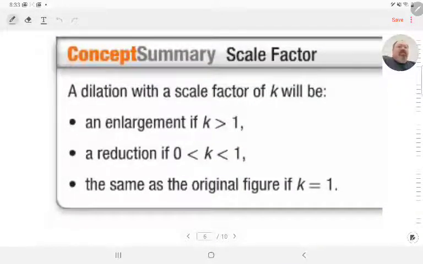So when you're dealing with scale factor, if k is greater than 1, so any number greater than 1, you're going to have an enlargement. If it's 1, it's going to be the same size. But if it's larger than 1, you're going to go from a small figure to a big figure. If your scale factor is between 0 and 1, you're going to go from a big figure to a small figure.